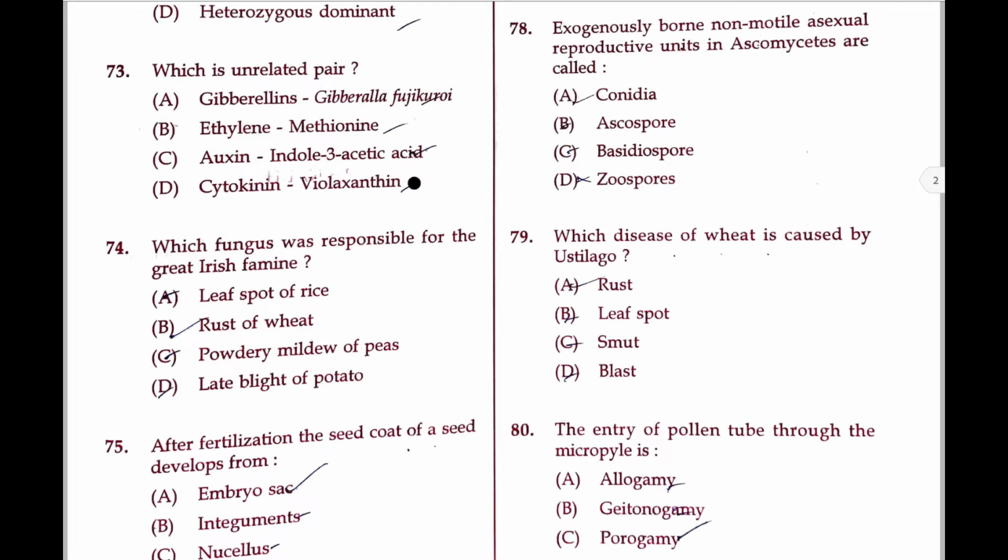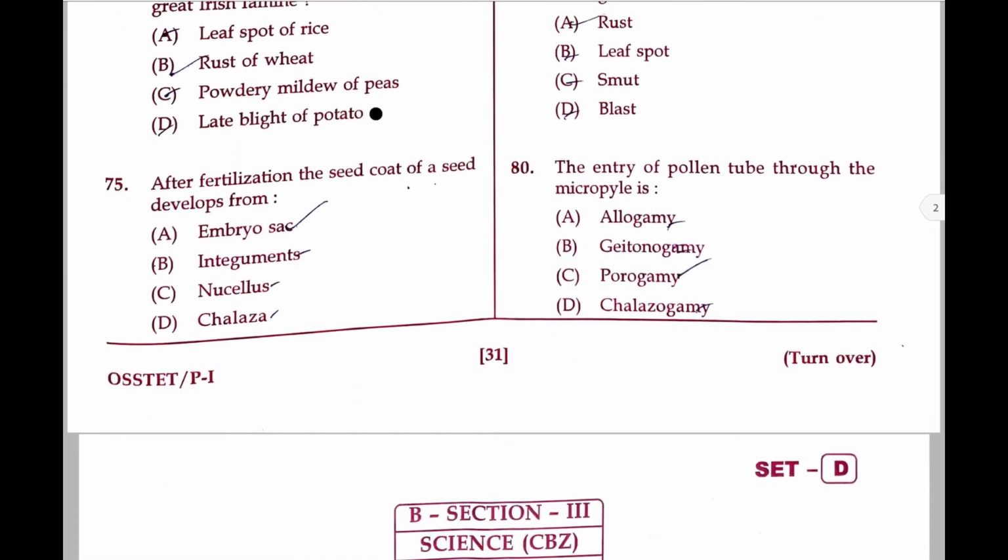Option D. Which fungus was responsible for the Great Irish Famine? The answer is option D, that is late blight of potato. After fertilization, the seed coat of the seed develops from integuments. So option B is right here.